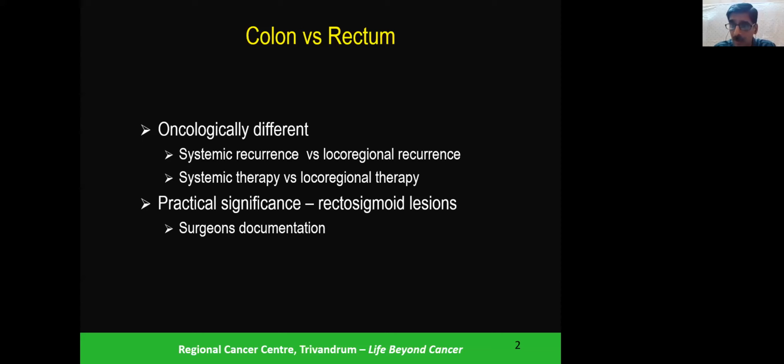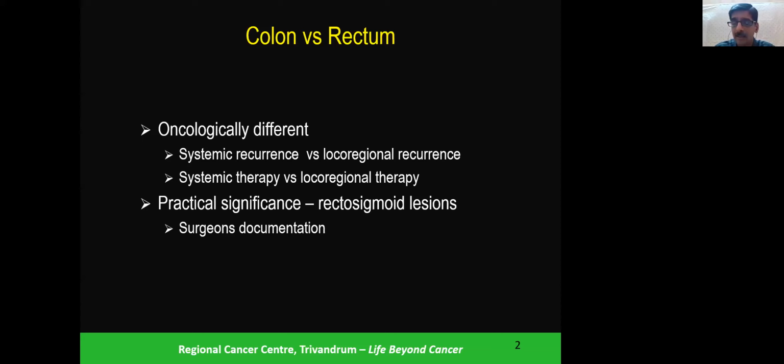So the loco-regional recurrence is of more importance. As a result, other than surgery, the other modality of treatment which becomes more important is radiation. So in colon cancer, it is surgery and chemotherapy, whereas in rectal cancer, it is surgery and radiation, which form the main modalities of treating these cancers. This basic difference we should understand and be thorough with.